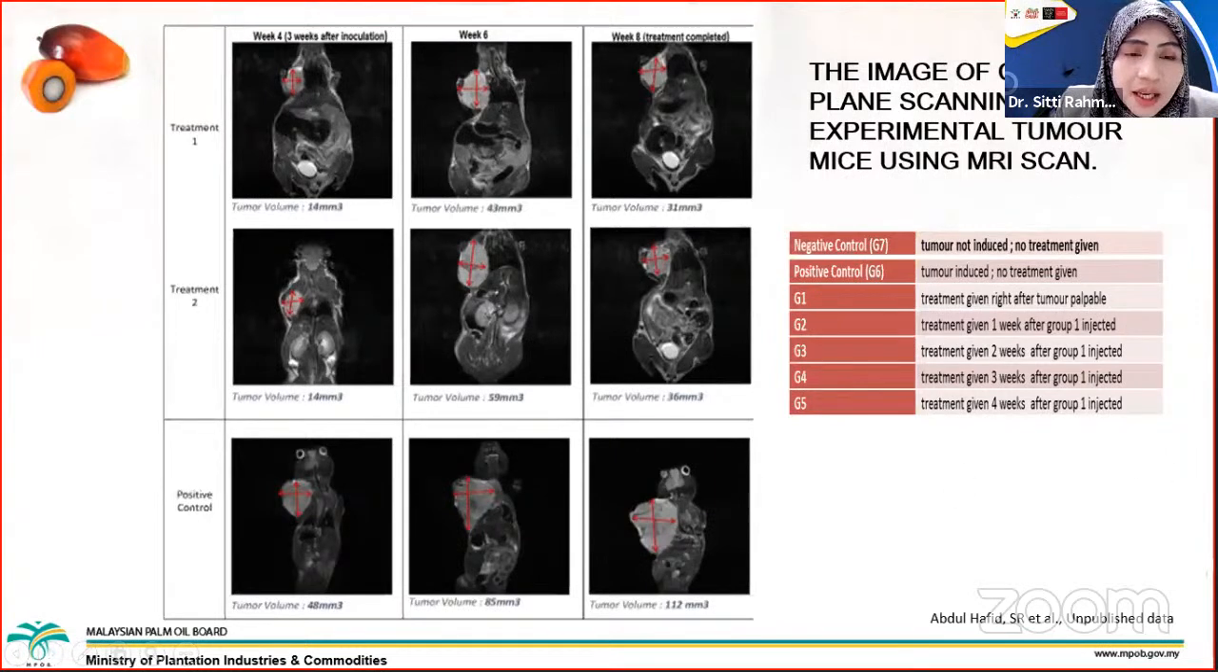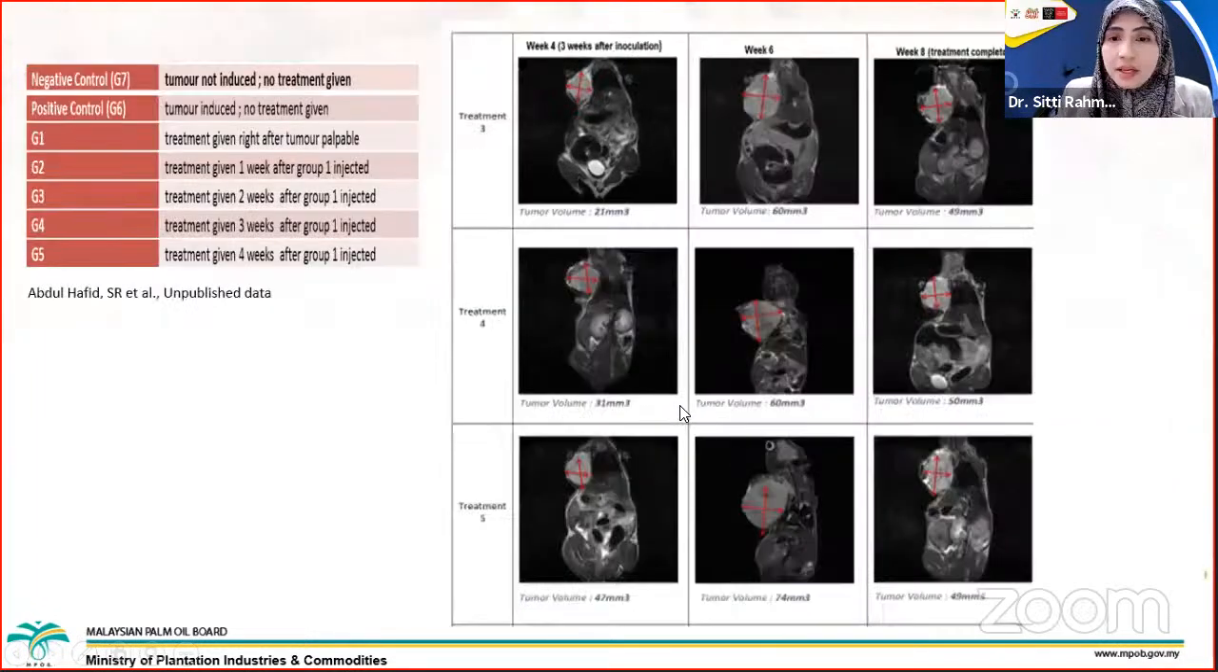The treatment one, which is when the tumor is palpable, we start the treatment. We can see the tumor is still small, and at week 6, we can see that it becomes bigger, and at the end of the study at week 8, we can see the tumor shrinkage, able to inhibit the tumor size. And then with treatment 2, also we can see it is bigger at week 4, because they started the treatment late compared to treatment 1. And at the end of the study, we can see that the tumor volume is about 36 millimeter cube. It is shown the tumor becomes smaller after that.